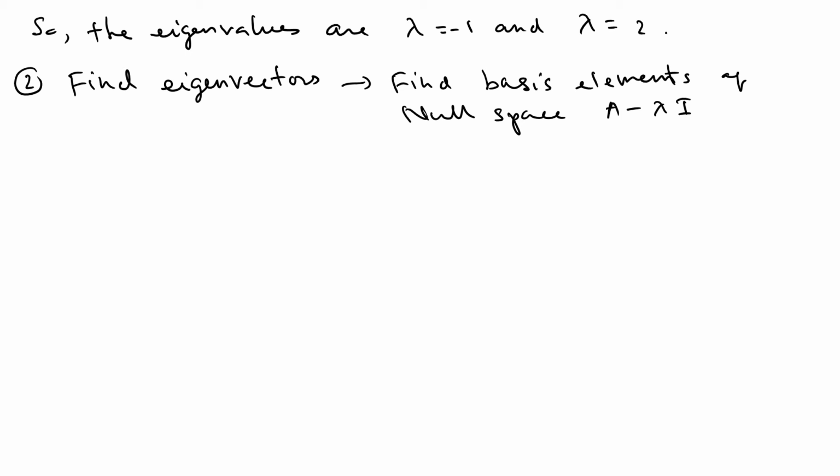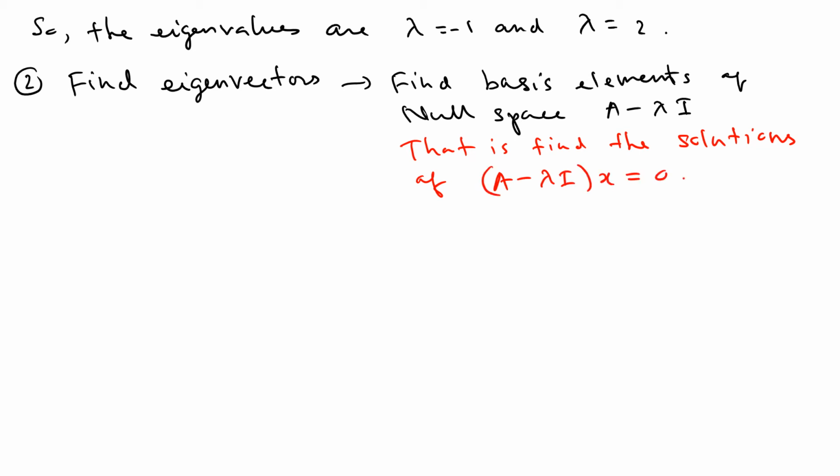Okay, so we can write that. So that is, find the solution of A minus lambda I x equals 0. So we just try to find these solutions. Those are the null space. Okay, so we're going to go one by one.